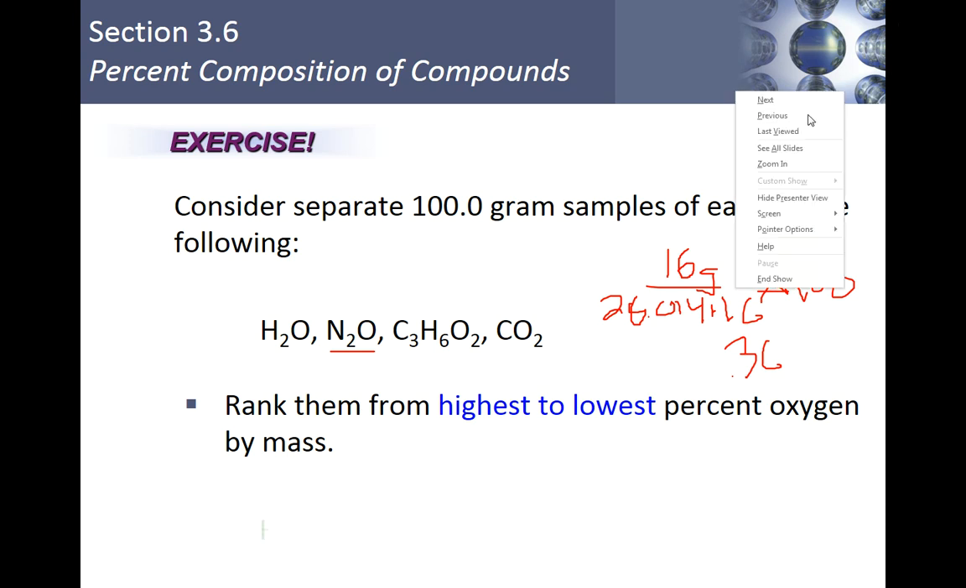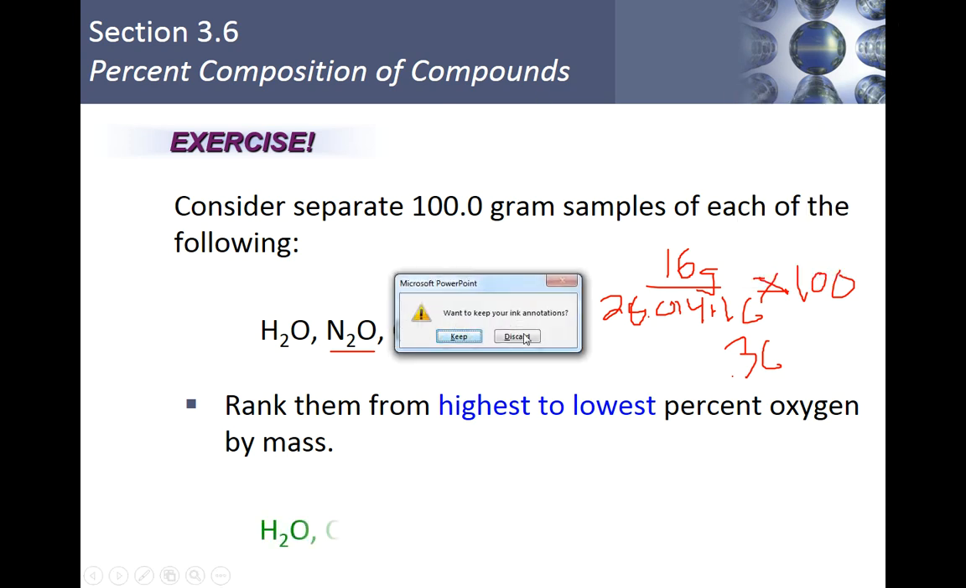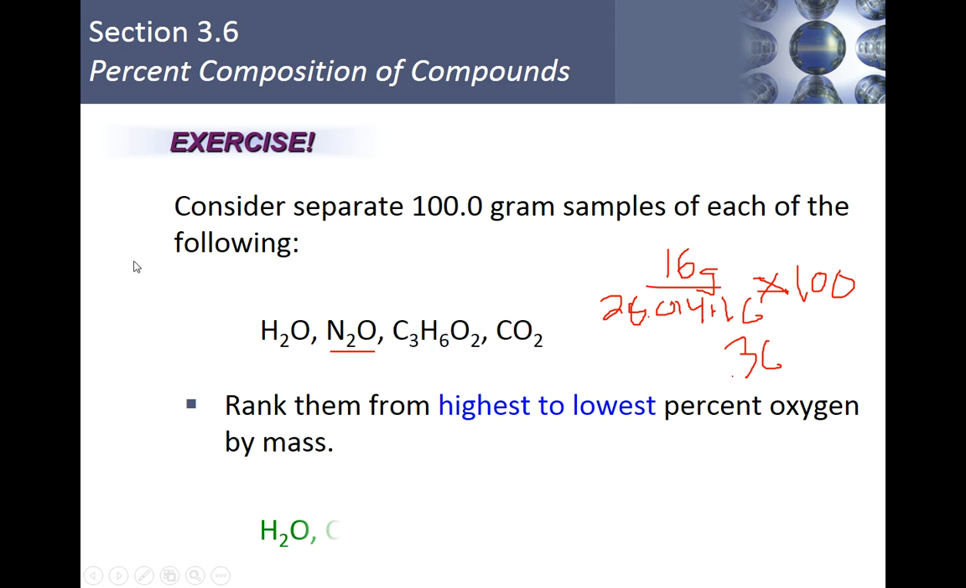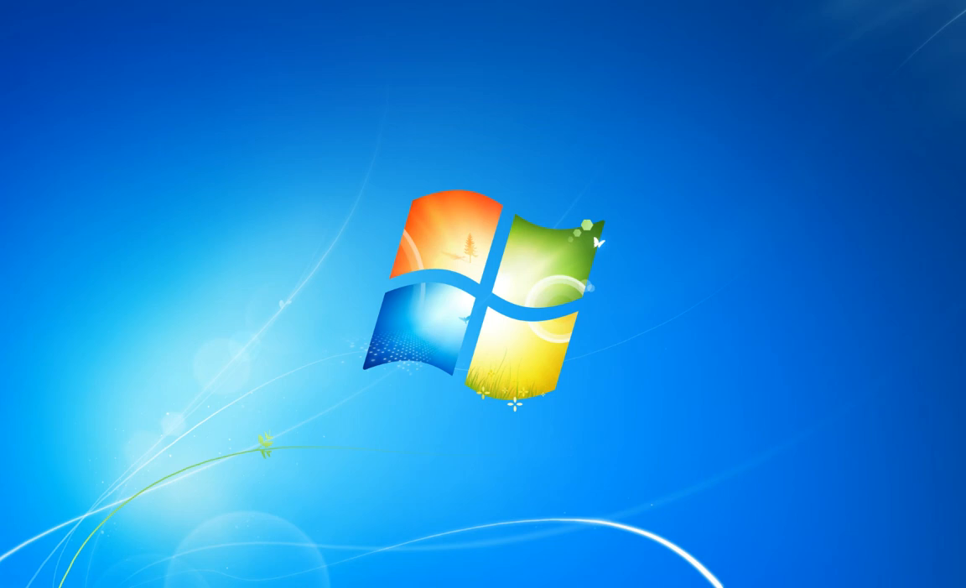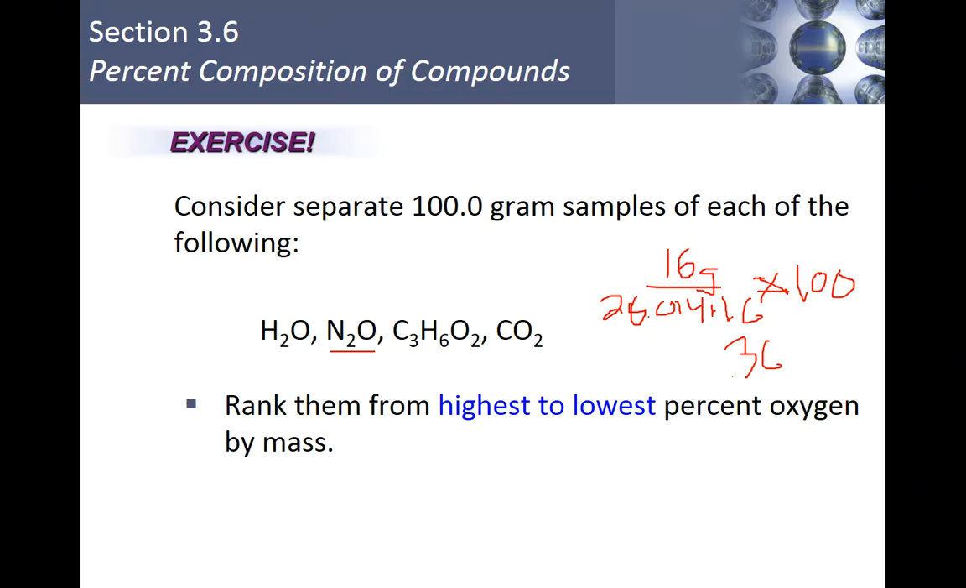Pull it back. Sorry, I lost my calculation. All right, hopping back in. I lost my calculation previously, but we'll go right back to where we were.